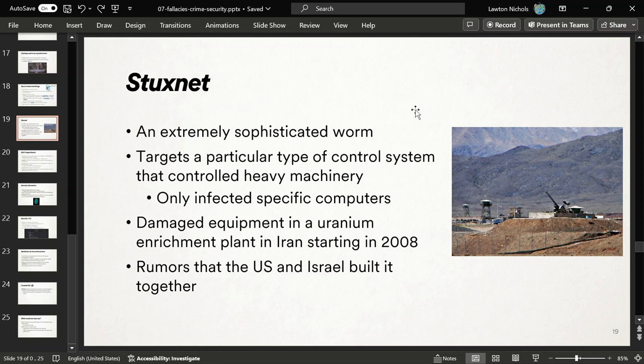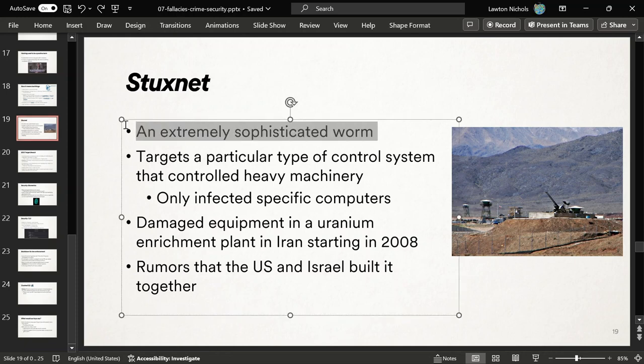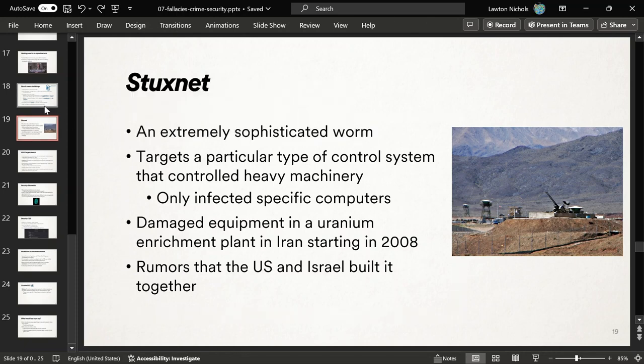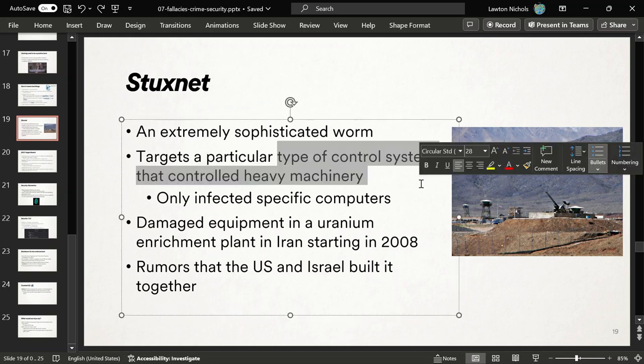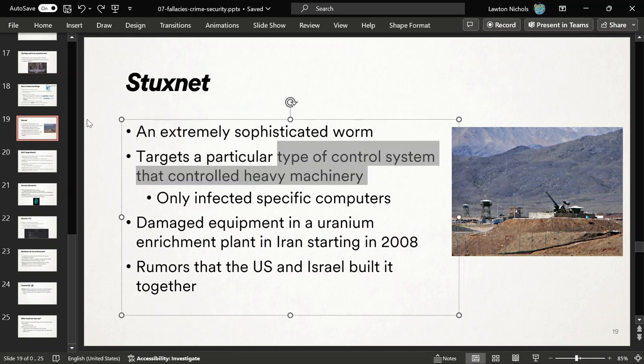I think this one's in the textbook. It was called Stuxnet. This was a worm. So it was a program, a bad program maybe, that propagated by itself unbeknownst to the users of computers. And this was a very specific worm. It targeted a very specific type of computer. It was like a control system that operated heavy machinery dealing with uranium enrichment.